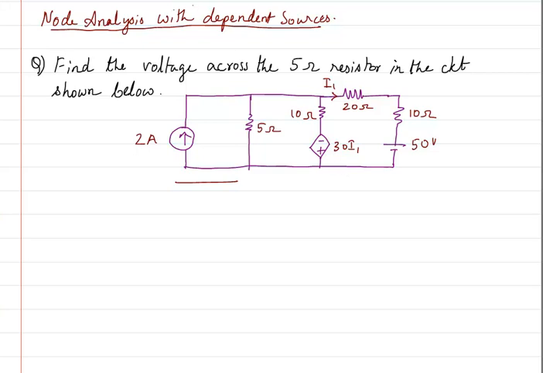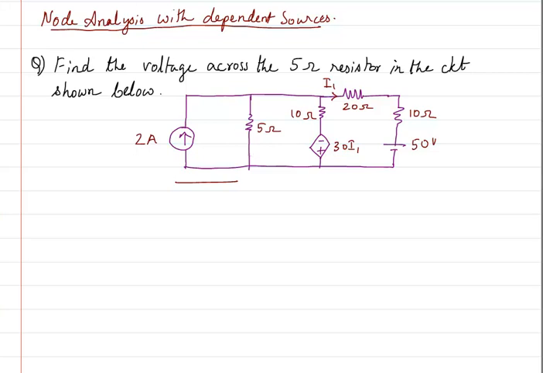Find the voltage across the 5 ohm resistance. That means we have to find out what is the voltage across this. If we have to find the voltage across this, whatever is the voltage at this point minus this point will give us the voltage across the 5 ohm resistance. We can solve this using mesh analysis also, but since it's nodal analysis that we are trying to study, here we will do it using nodal analysis.